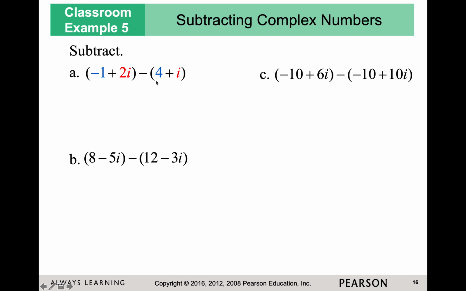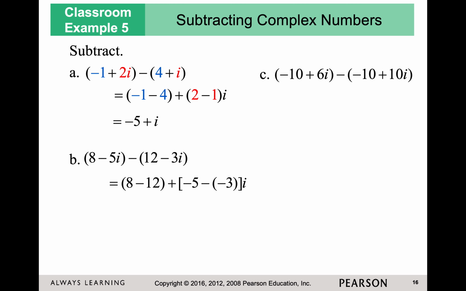Now in part A and B and C, I now have to distribute the negative. So before, I could just drop those parentheses off. Now I have to distribute that negative. So when I distribute the negative, this becomes -4 and -i, which is why this says -4 here, and this says -1 here. I'm just grouping those terms together. Same thing happens in B. That's -12, positive 3i, because minus a negative is plus a positive. I group my terms together. I combine my like terms.